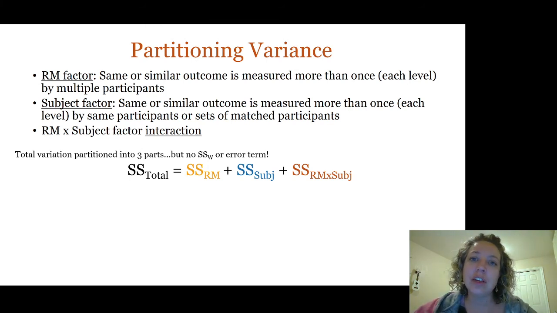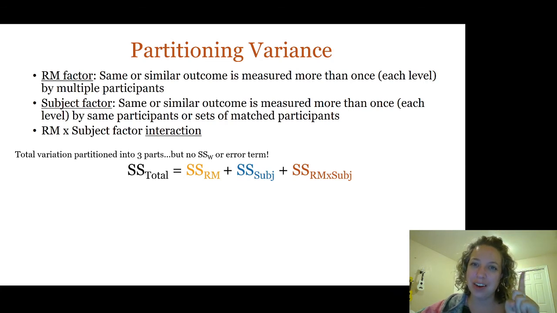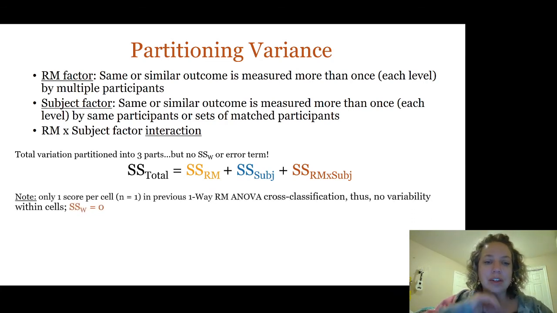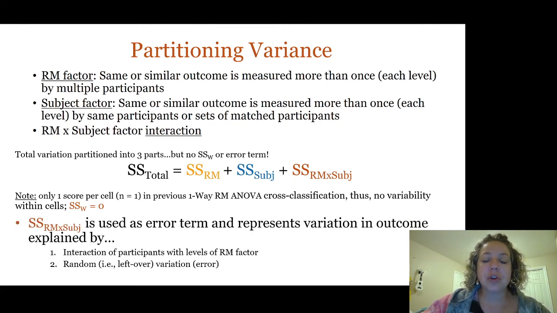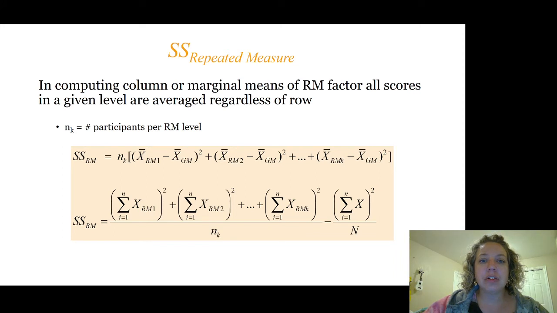Notice in this equation, there is no sum of squares within. And that's because each cell only has one observation. There is no variation if you only have one observation. So there's no variability within cells. So instead, we're going to use that interaction between repeated measures and subjects as our error term. So these formulas should look fairly familiar.